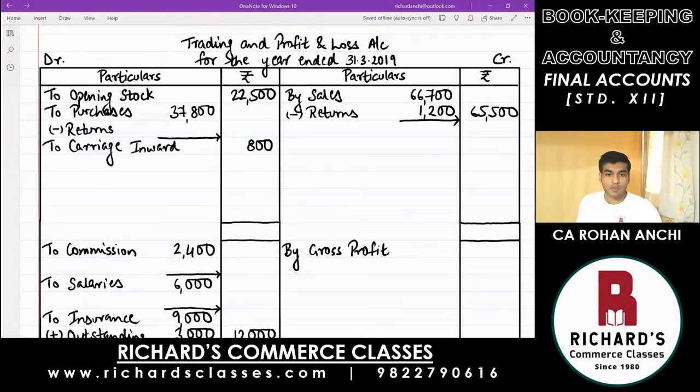Same thing we'll do for purchases. The one that is given the credit are purchase returns. So below purchases, write down less returns, 1,800. Deduct and tell me the net purchases. 36,000. Good.